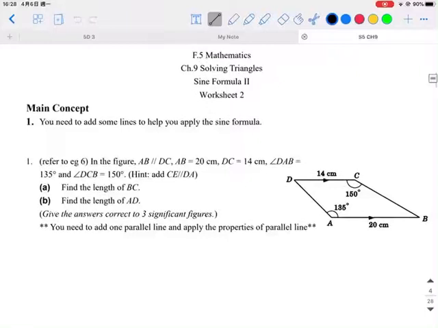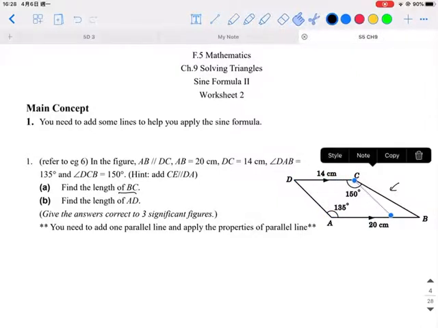Some harder questions on the sine formula. First of all, according to the graph, there is some information, and the question is asking us to find BC, this one. First, we need to draw a straight line which is parallel to DA. If you do it like this, it can form a parallelogram.